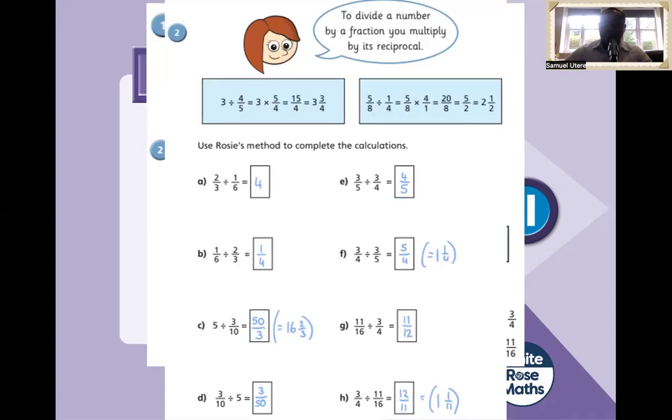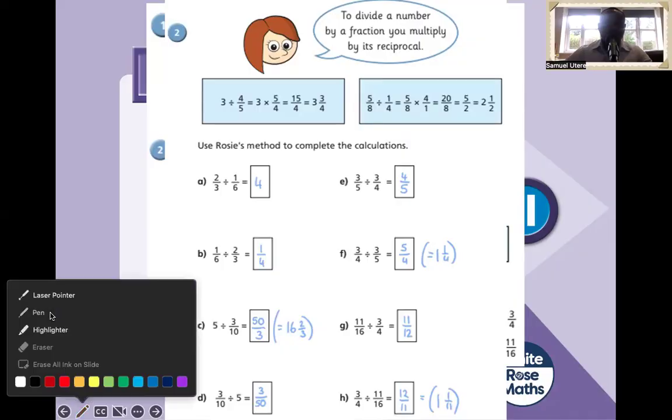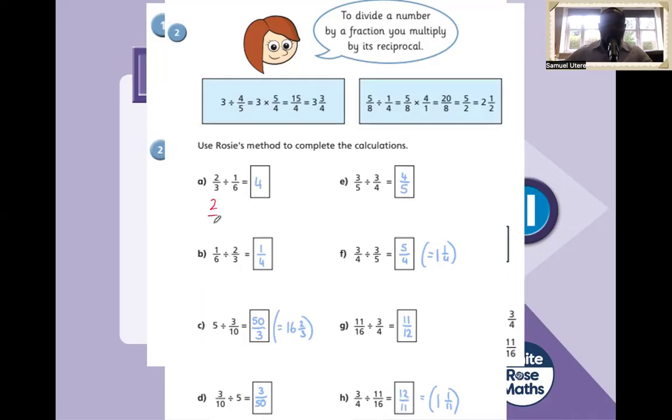So I'm going to make a comment on a few of them. So for the first one, 2/3 times 6/1 is 2 times 6 is 12, and 3 times 1 is 3. So this is the same thing as 12 divided by 3, which is 4. I'm going to make a comment on E, and then we'll move on. I'll leave you to check your work and answer and mark your work and celebrate your success for the other ones. So I'll make a comment on E, and I'll make a comment on H.